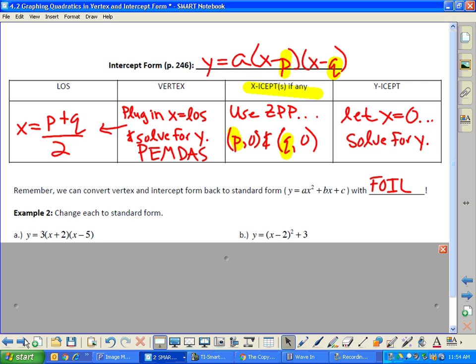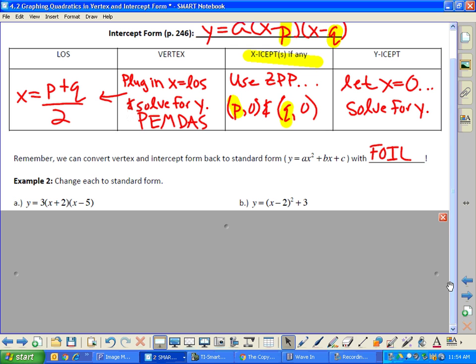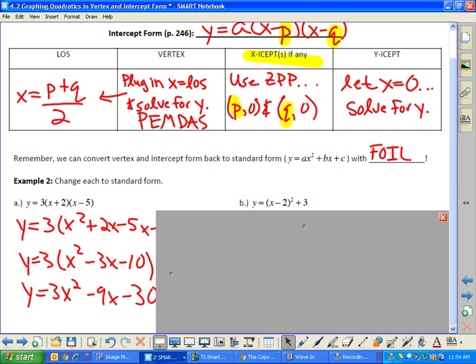If you ever run into an instance where you want to switch back and forth between the forms you're learning today and the one you did yesterday, you could just FOIL. And that's what example 2 is about. So example 2, if you want to switch 3 times x plus 2 times x minus 5 to be in standard form, you could just FOIL and then distribute that 3 in.